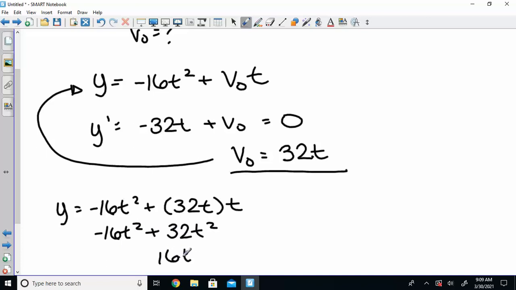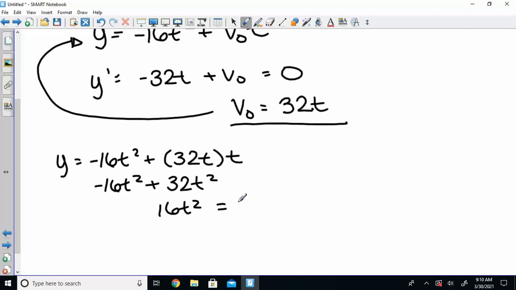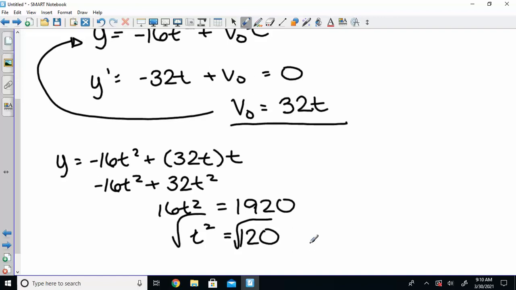We get 16t squared. Now that's when it reached its maximum height. And what is that maximum height? 1,920. So divide by 16. You get 120. So square root that. You can give me a radical answer. I think I gave a decimal answer, didn't I? So a couple different options. This is my time.